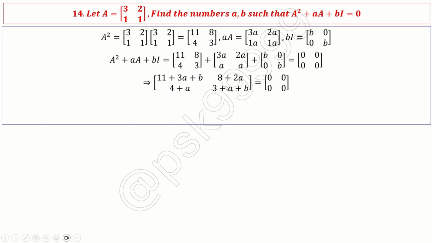Once you know a, you substitute here, you will get b value. A is minus 4, b is 1. You cross check, substituting in both equations you should get a 0. So a is minus 4, b is 1. Next.